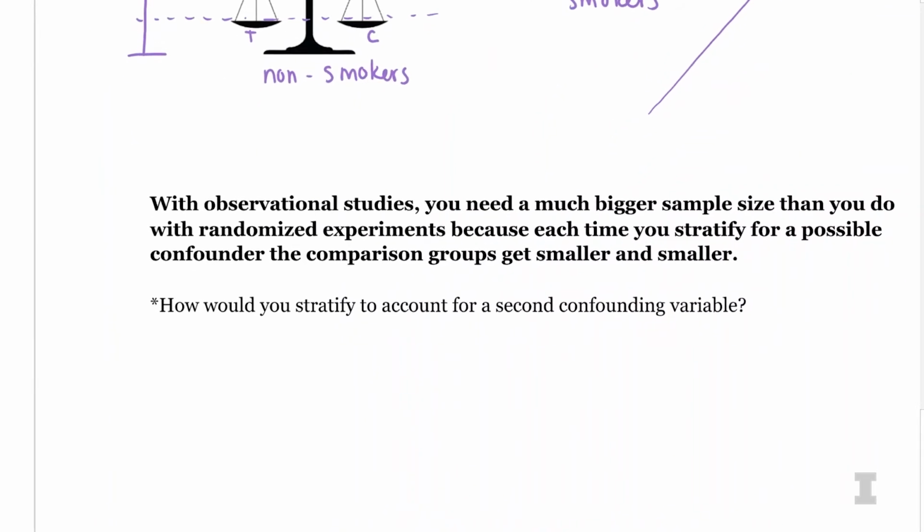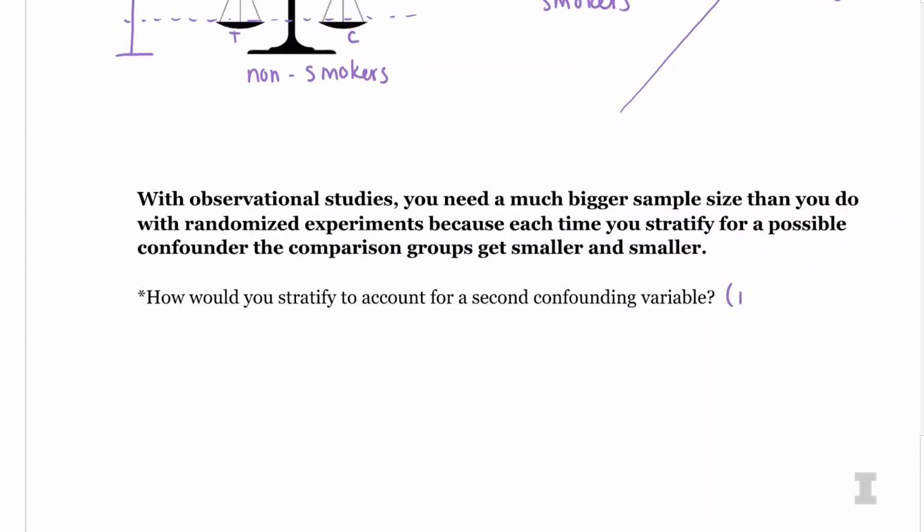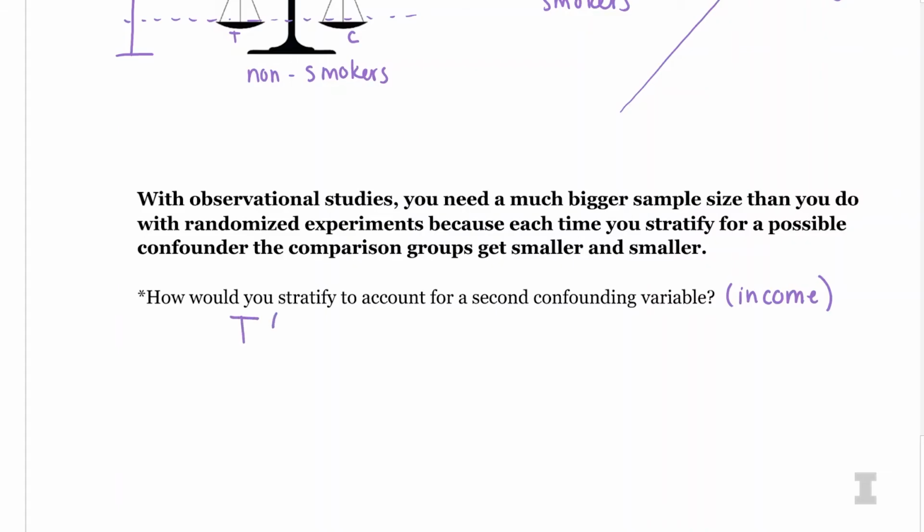The last thing I want to talk about is how you would stratify to account for a second confounding variable, because most of the time you have multiple confounders in these observational studies. Let's say we thought income was a second variable that could be a confounder. We would stratify first based on smoking and then based on income. So we have our treatment group, the group that carried the lighters, and then our control group, the group that had no lighters.